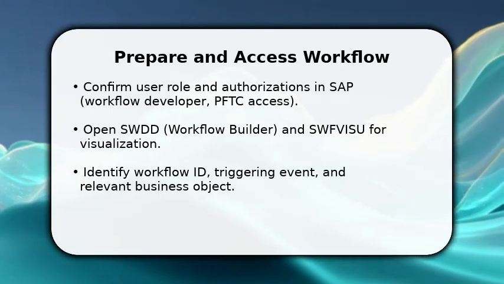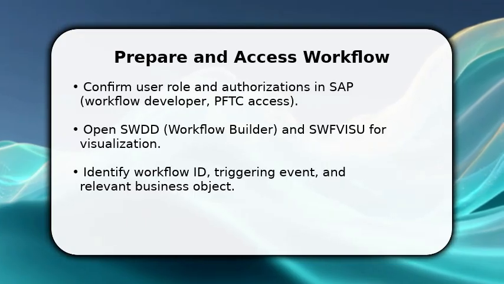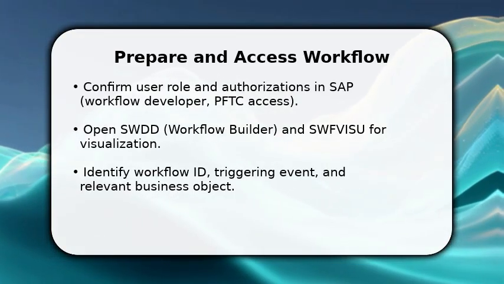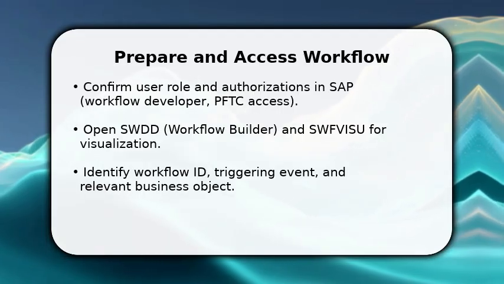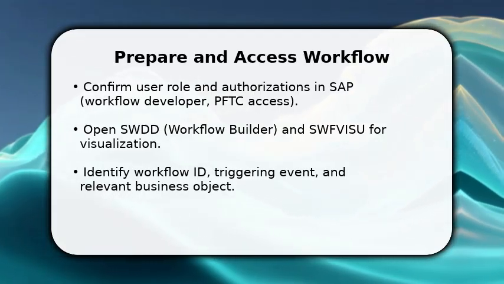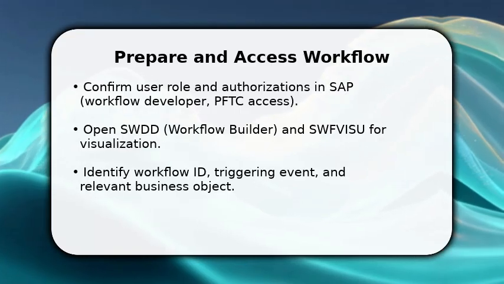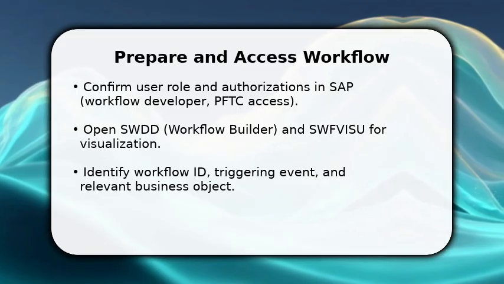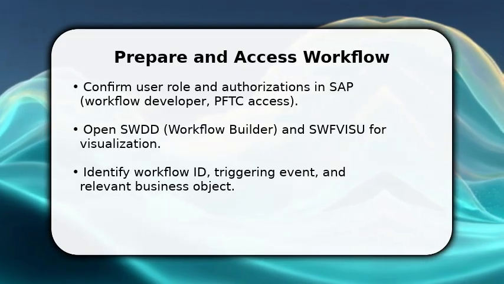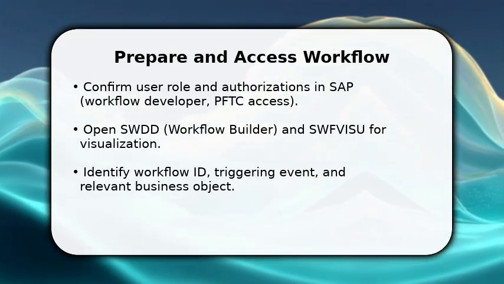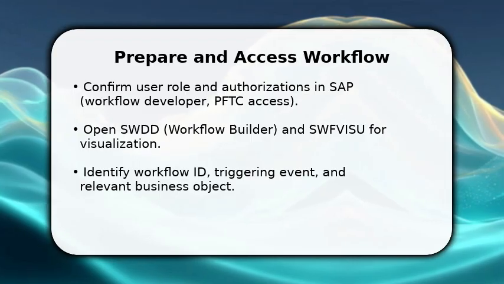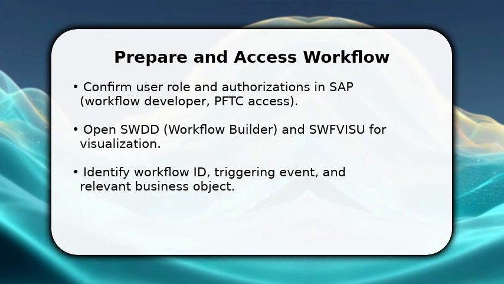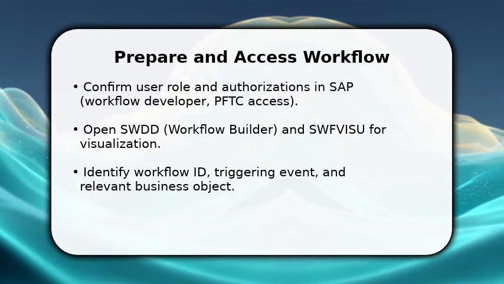You start by confirming you have the necessary authorizations and the correct user role so you can edit and test workflows. Open the Workflow Builder, SWDD, and the Visualization or Log tools. This gives you immediate visibility into structure and events. Identify the workflow ID and the triggering business object so you know where execution begins. Once done, check the event linkage and note any custom container elements. This prepares you to trace the next steps with precision.